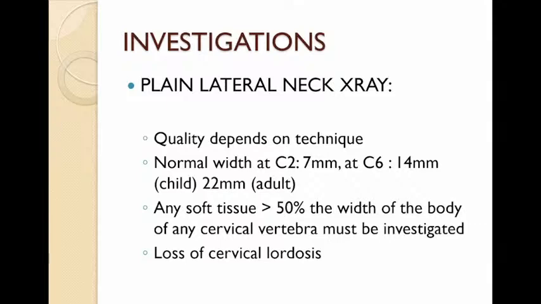Okay, so what you're looking at is the width of the prevertebral tissue, and if you see it is more than 7 at C2, more than 14 at C6 in children, or more than 22 in any adult, then you become suspicious that there is something going on in there. You will not be able to tell whether it is in the prevertebral space, the danger space, or the retropharyngeal space. But the treatment is the same. If you just put your blade there and drain that pus, then you'll have dealt with that infection. Okay.